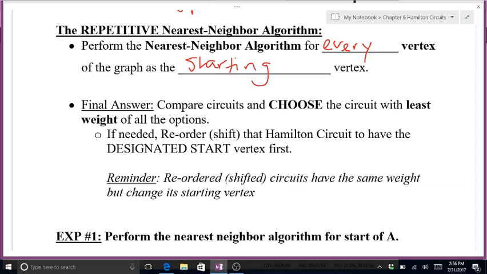Finally, at the end, just like we did with brute force, we're going to compare the circuits and choose the circuit with the least weight of all the options. We're going to pick the optimal circuit. If needed, we may have to shift the circuit to start with the designated starting vertex first. So let's say that our shortest one started at vertex C, but our answer needs to be at vertex D. We just need to shift it so D becomes our starting point. So we're not changing the order of it, we're just shifting it over to start somewhere else.